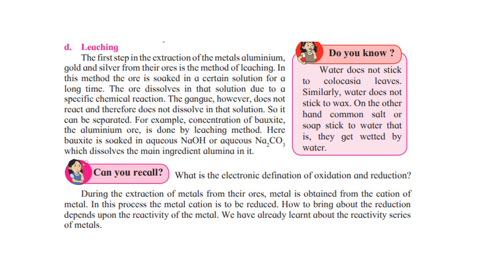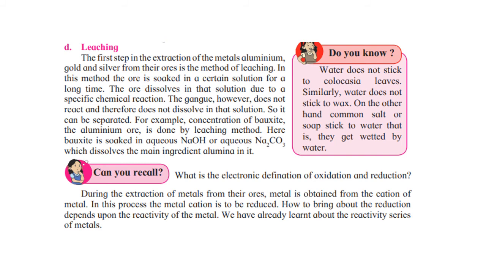Fourth method of separating the ores and the metal is called leaching. The first step in the extraction of metals like aluminium, gold and silver from the ore is the method of leaching. In this method, the ore is soaked in a certain solution for a long time. The ore dissolves in that solution due to specific chemical reaction. The gangue, however, does not react and therefore does not dissolve in that solution. So they can be easily separated.